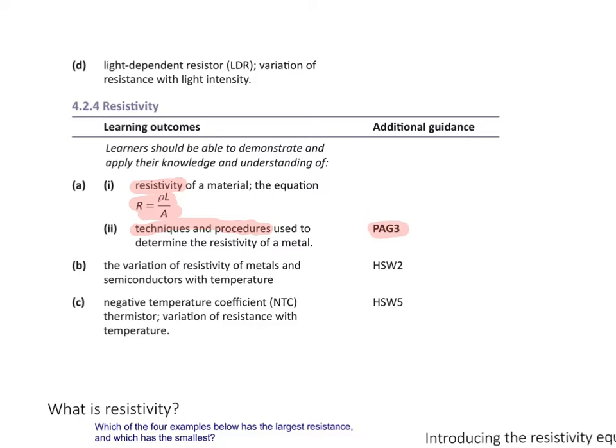How the resistivity of metals and semiconductors vary with temperature, and what we mean by negative temperature coefficient for a thermistor, and the light-dependent resistor as well, how it varies with light intensity.